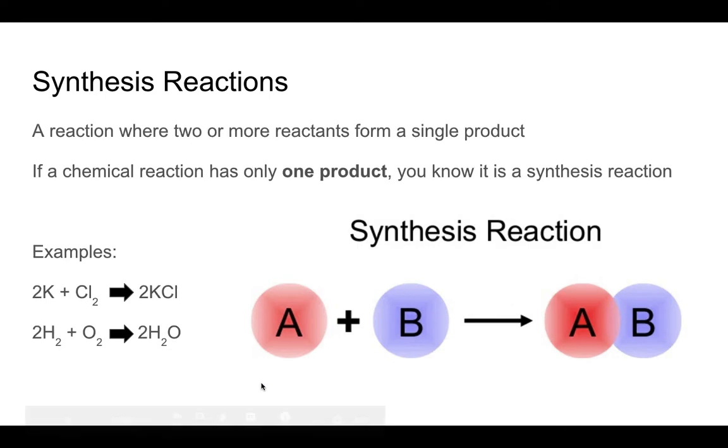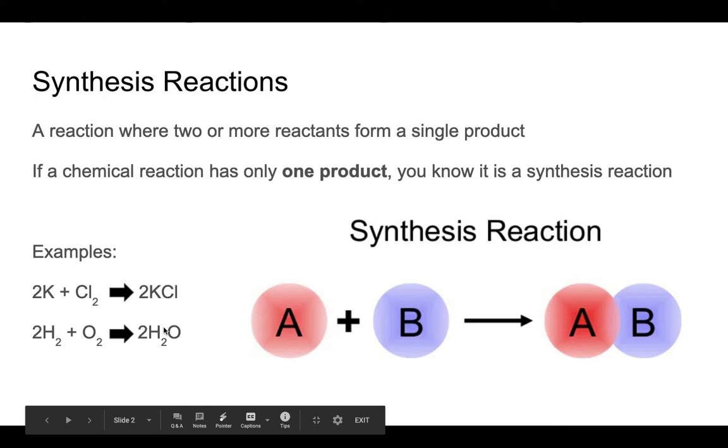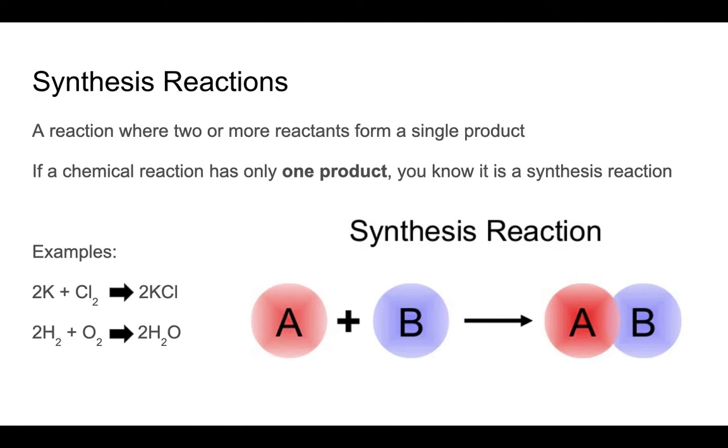I've got a couple examples here. This is very similar to what we've been working with ionic compounds. We had two ions that would combine to form one ionic compound, and that was a synthesis reaction every time, because we had two separate elements, two separate ions, that would form together and they would form one ionic compound.